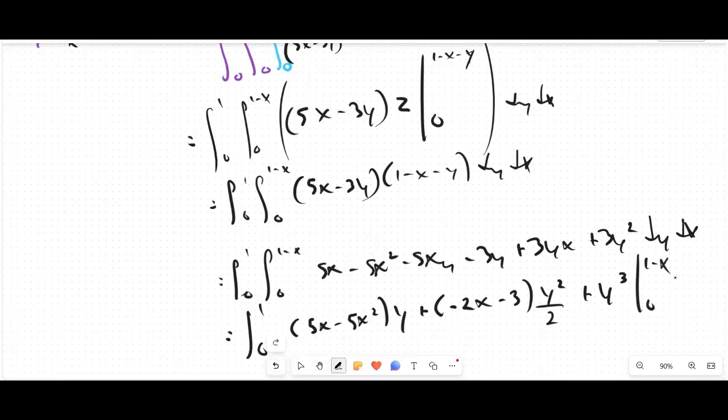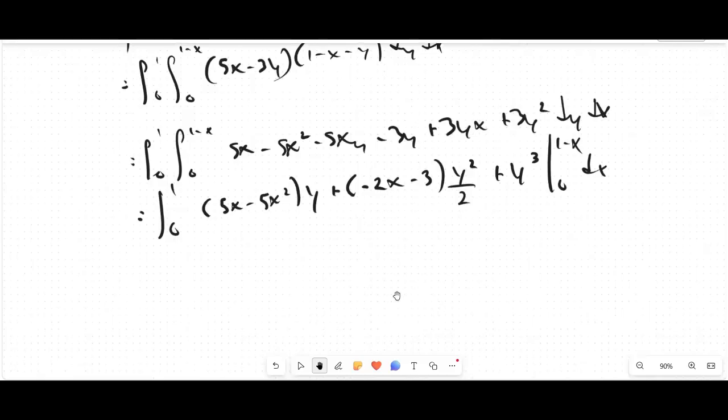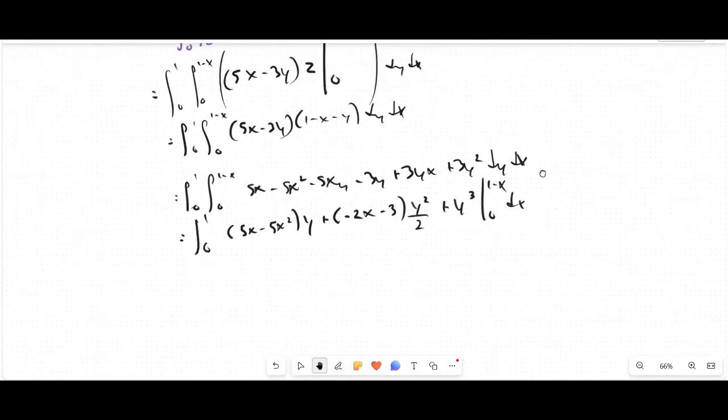And now here, I'm going to stop because it's a complicated polynomial, but it's one variable calculus, right? We grouped everything in x and y and integrated with respect to y. Once you plug in 1 minus x, this is just going to be a giant polynomial in x. That's one variable integral calculus, so I'm going to leave that to you guys.